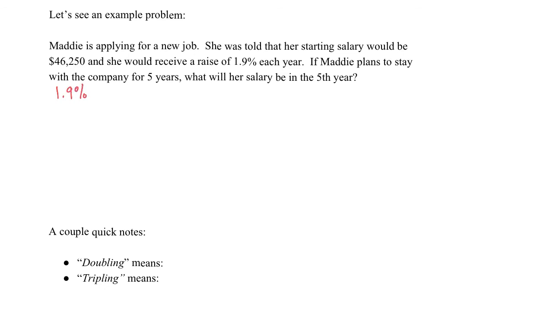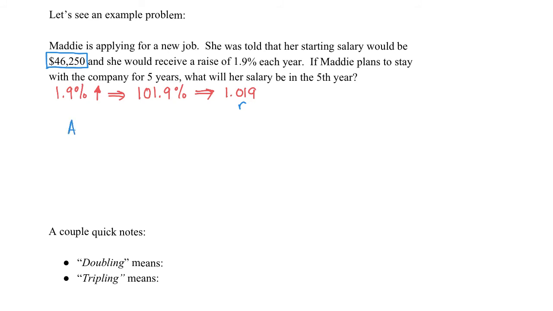1.9% increase means we're going to add that to 100 and get 101.9%. And then we divide that by 100 and we get 1.019. So there's r. Our starting salary is right here, so there's our starting value. And then 5 years is going to be t. So here we go.